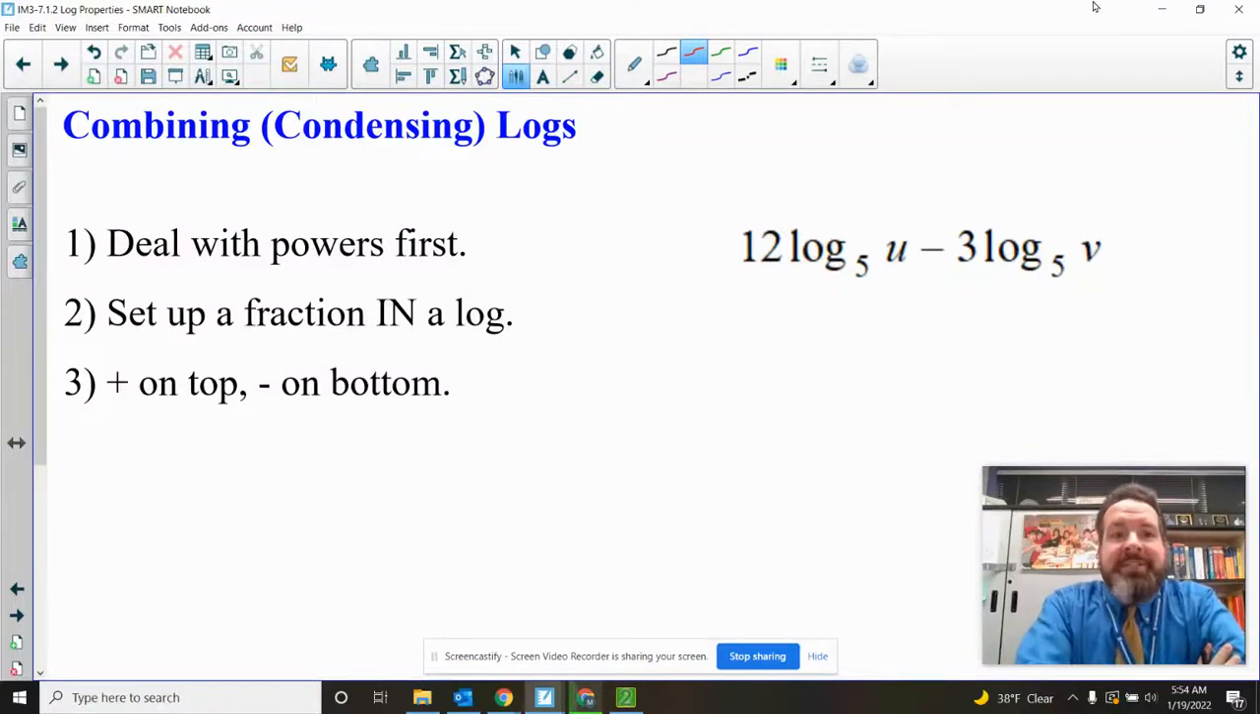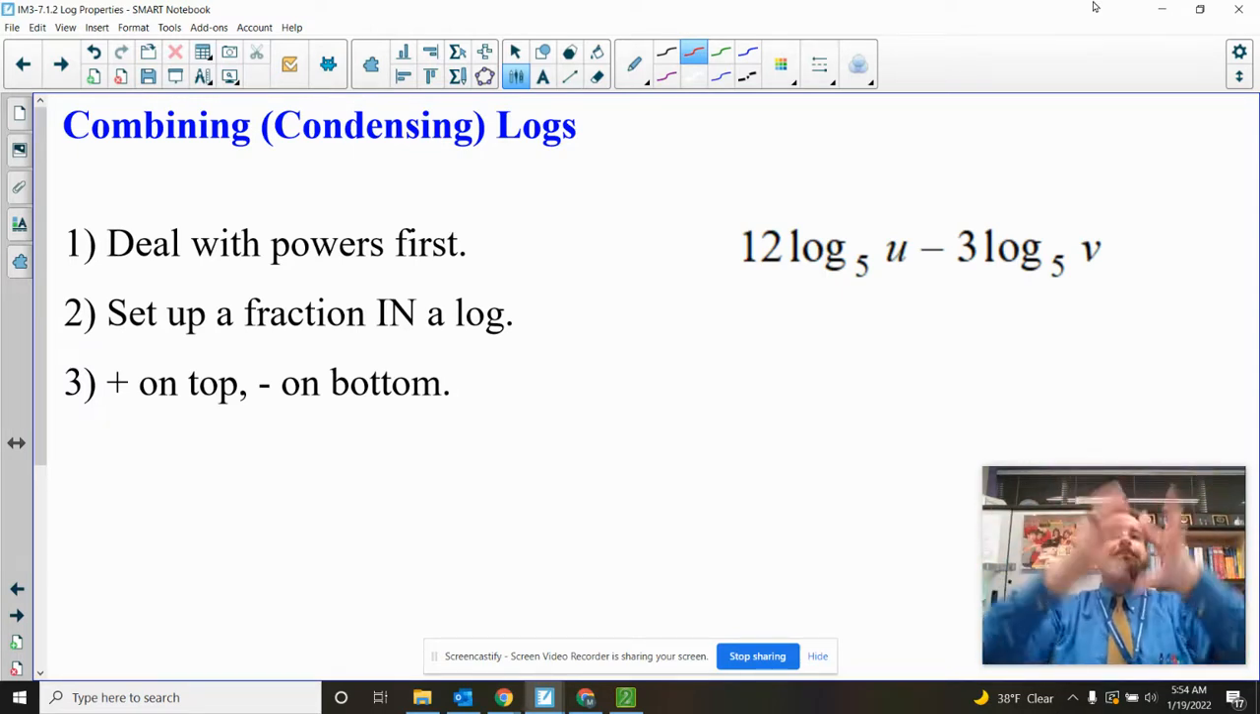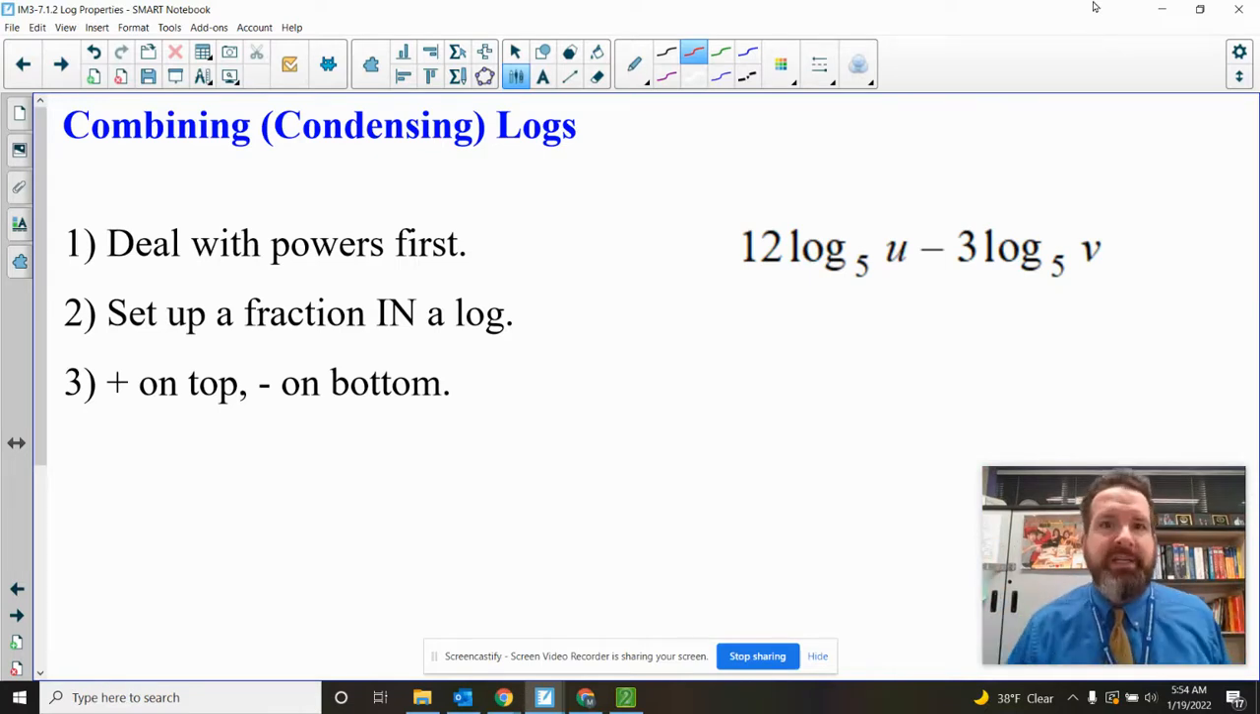So now that we have seen how these log properties can work, what do you use them for? Well, a couple of things. Here's one. It's a great way to take logs that are separate and be able to put them together, which a lot of times makes things simpler. Take something spread out, put it all together. Now you have fewer things to deal with.